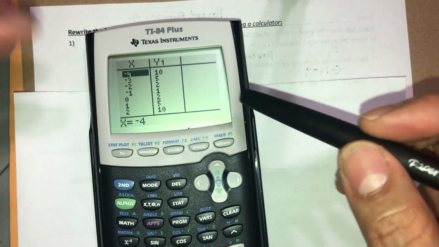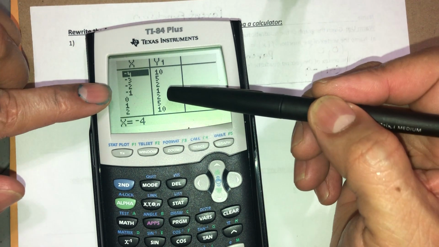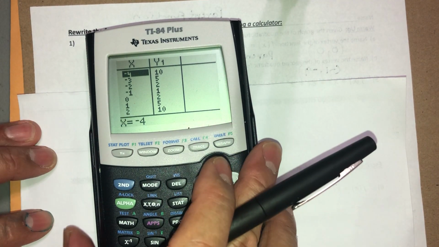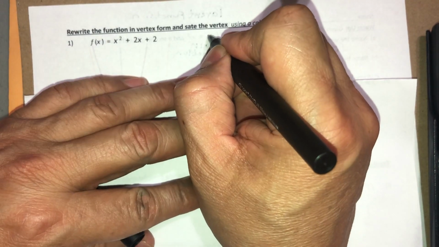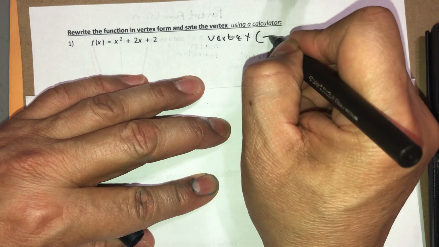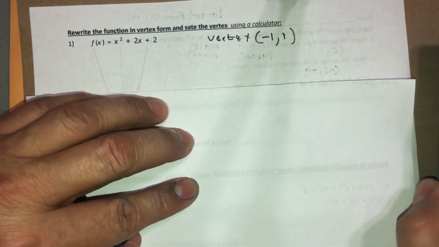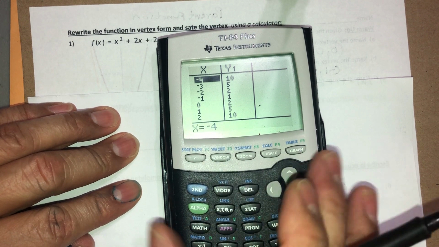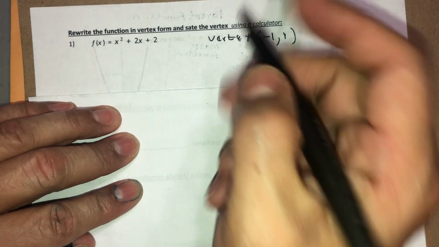So what I'm going to do is just find the vertex. Pick the vertex. What's the vertex here? Negative 1, comma 1. So that's all I need to write my equation. So your first question is going to be, because it says take the vertex, your vertex, and that's what you have to do in the homework, is negative 1, comma 1. That comes from my table, from right here. All right?